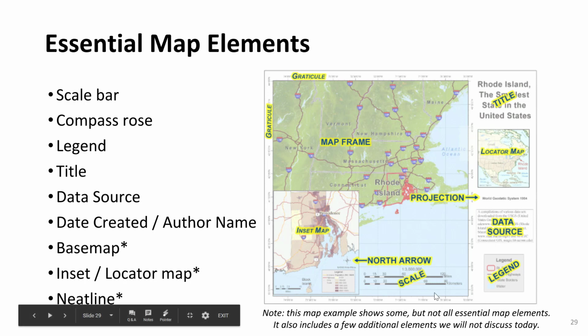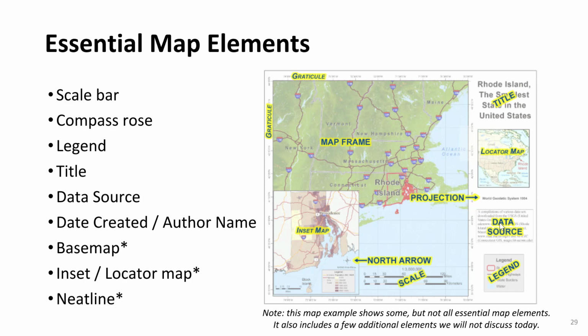So this map here shows some but not all of the necessary essential map elements. It also includes a few additional elements that we're not going to discuss, but I thought this was a really great map.